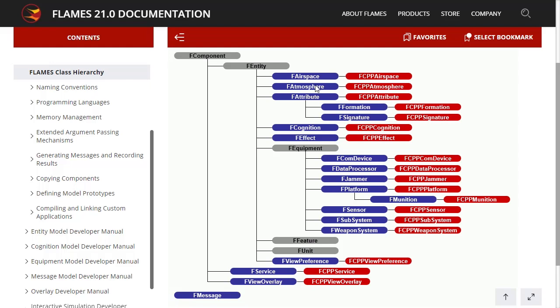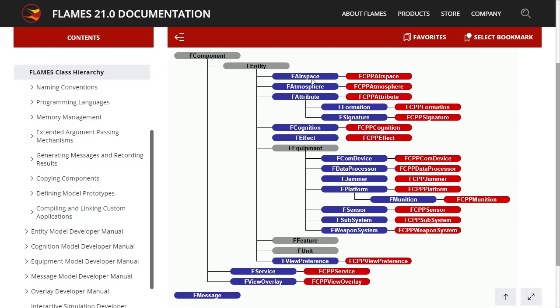The airspace and atmosphere models are environment models. These don't get attached to units directly. They're used to define the environment. Airspace is the atmospheric properties of a volume in space, and airspace is just a generic word that refers to a point, a line, an area, or a volume in space that has some significance in the scenario.